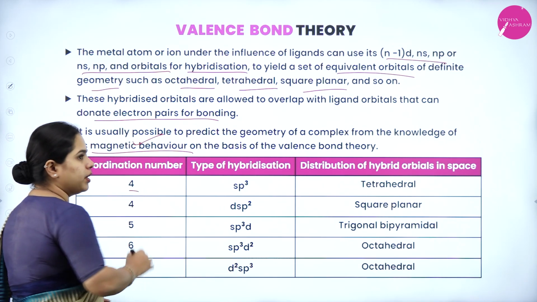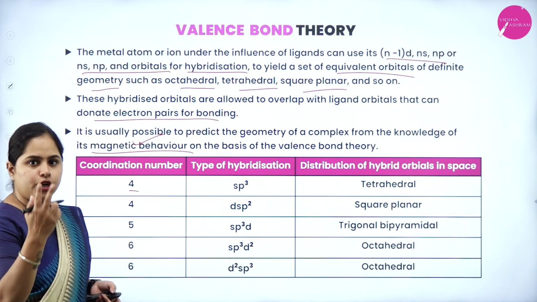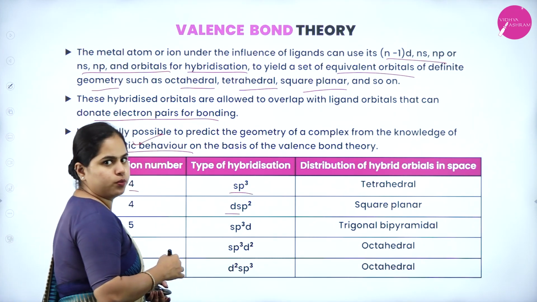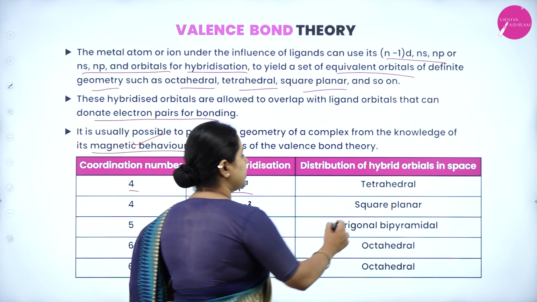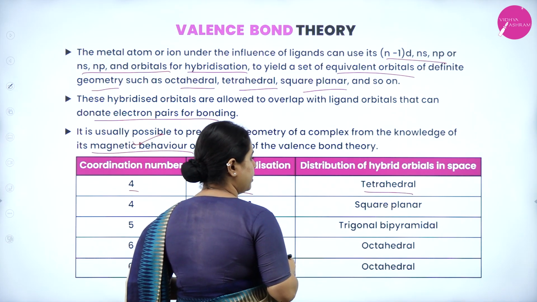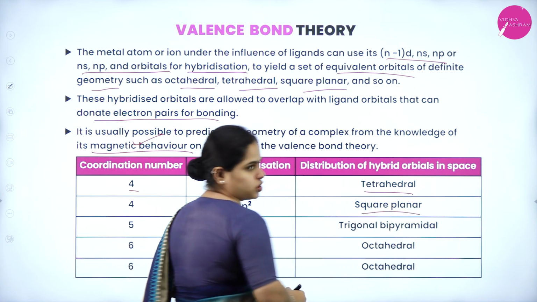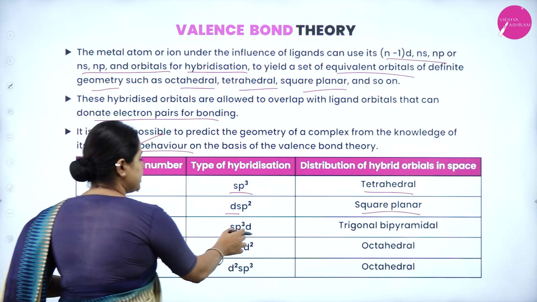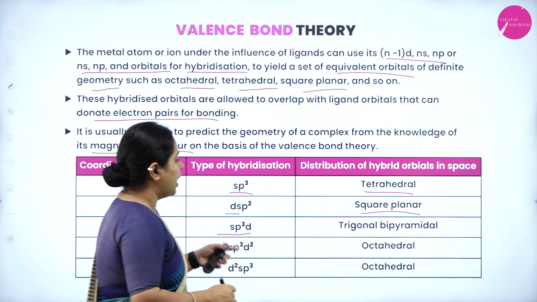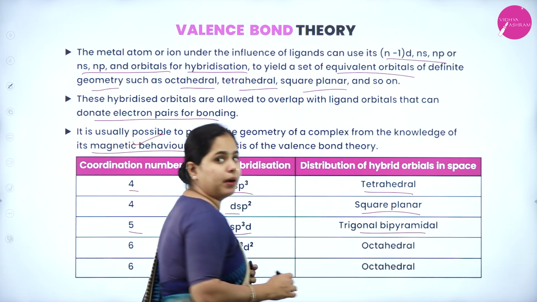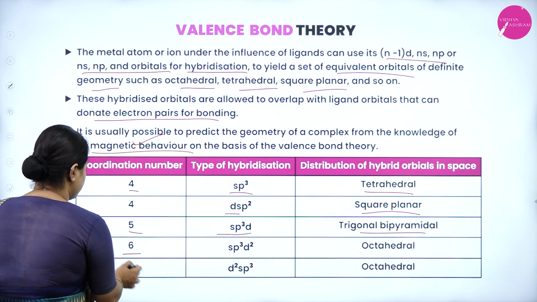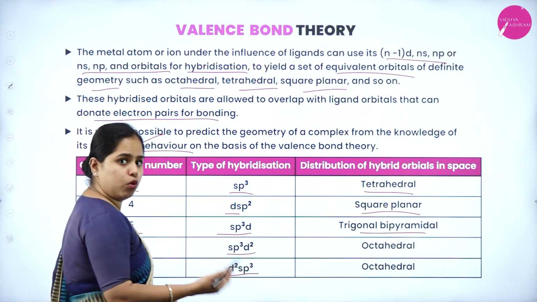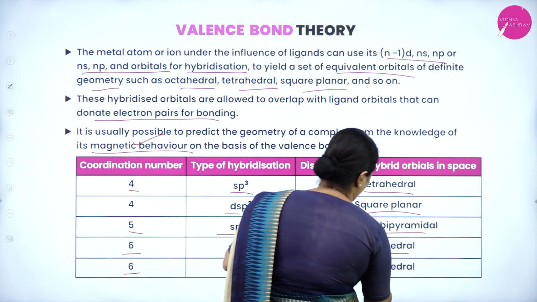If the coordination number is 4, there are two possibilities. Hybridization can be sp3 or dsp2. If it is sp3, the geometry will be tetrahedral. If it is dsp2, it is square planar. If the coordination number is 5, it is sp3d, and the geometry is trigonal bipyramidal. If it is 6, again two possibilities, sp3d2 or d2sp3. In both cases, the geometry will be octahedral.